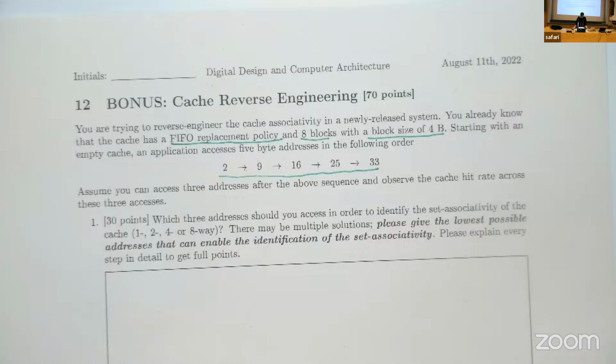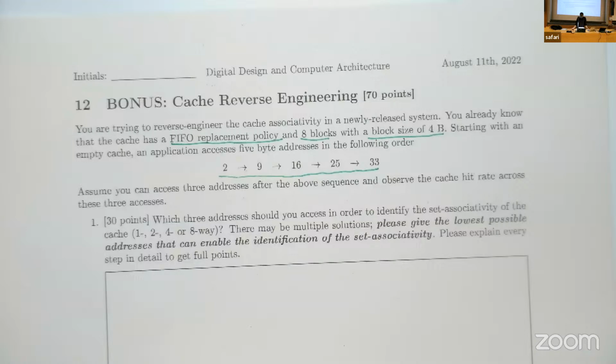So this is the premise of the question. The first question is, which 3 addresses should you access in order to identify the set associativity of the cache? The options are 1-way, 2-way, 4-way, or 8-way. We can have multiple solutions in this question, but we have asked for the lowest possible addresses that can enable the identification of set associativity.